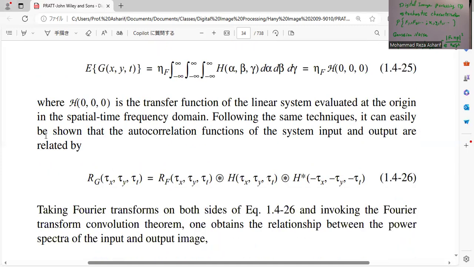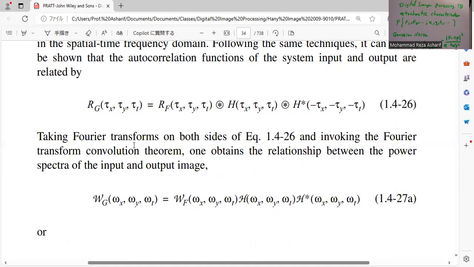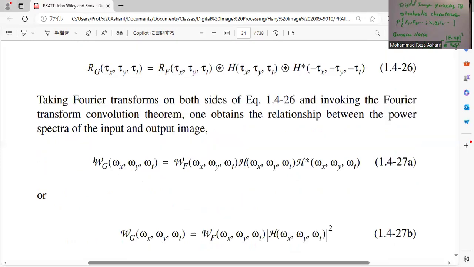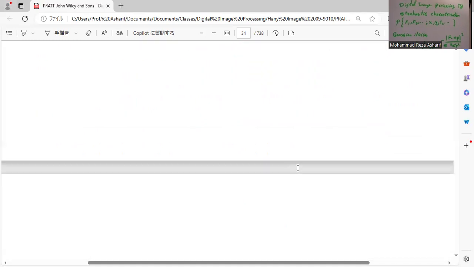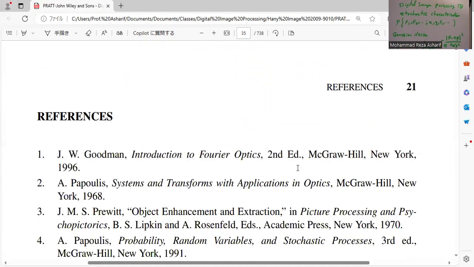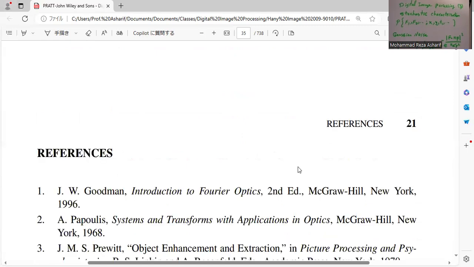And also, following the same technique, it is easily shown that the autocorrelation functions of the system input and output are related by this. Taking the Fourier transform, it becomes like this: the Fourier transform of the output is the Fourier transform of the input, times the impulse response Fourier transform and its complex conjugate. If I write it for you, it takes a lot of time. Anyway, this is the end of this chapter.